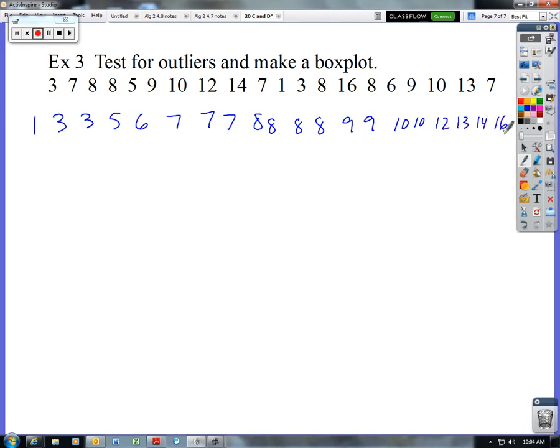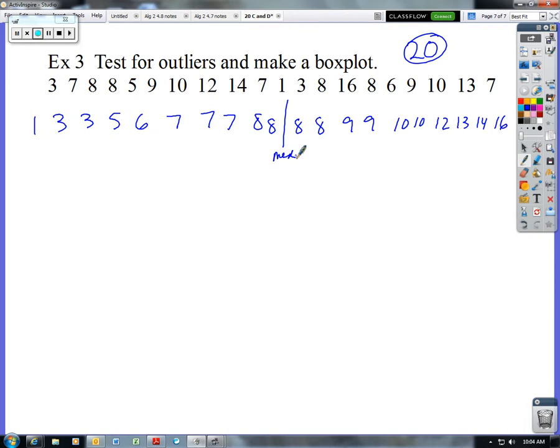Okay. And I counted these ahead of time. There are 20 of them. I usually put it in a little circle. So we have an even number of data. We know our median is going to be between the 10th and 11th. 8, 9, 10. So right here is our median at 8.